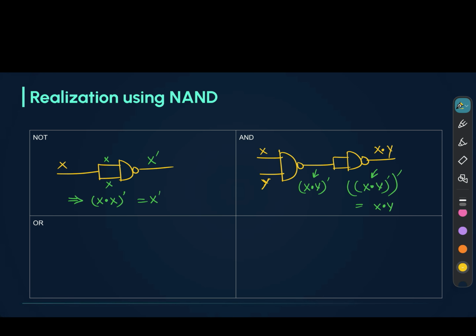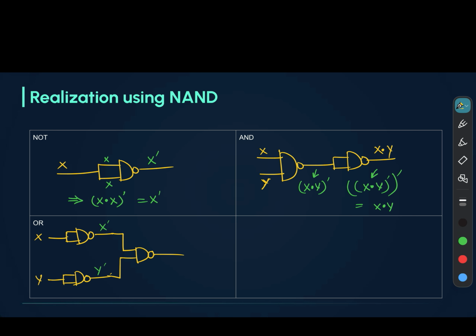Okay, now let's focus on OR. For OR, you have your first input x, you NOT it using NAND, we already saw that above. Do the same thing for your other input y. Perfect. Now what happens here? You get this is x bar and this is y bar. Perfect. Now you pass these both through your NAND gate again.